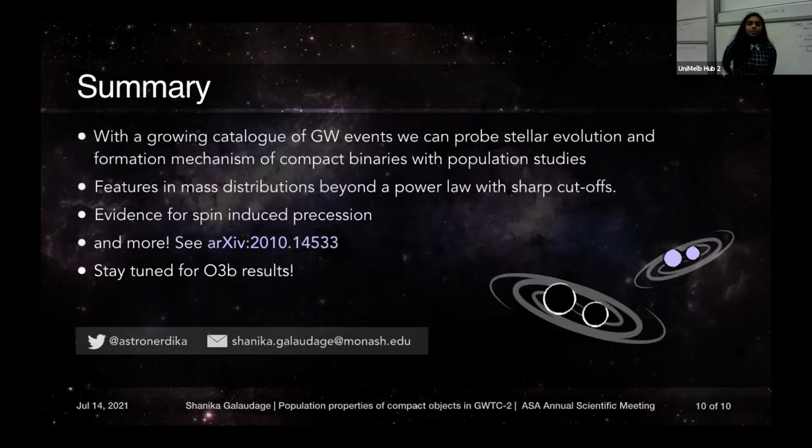So to summarize really quickly, with a growing catalog of gravitational wave events, we can probe the stellar evolution and formation mechanisms of these compact binaries with these population studies. And we find that the features in the mass distribution cannot be explained just by a simple power law and sharp cutoffs. We do have evidence for spin-induced precession and more in this publication. So I highly encourage you to go look at this arXiv link and look at these results. And I will say, stay tuned for O3B.